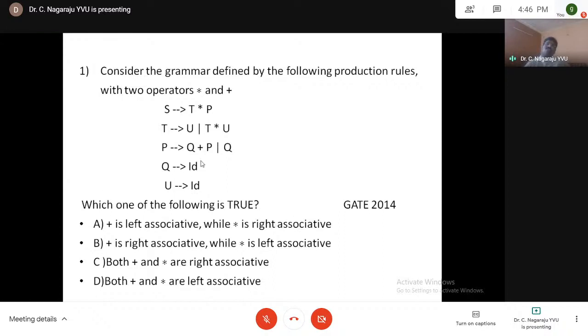But in most cases the students get confused about this. They pick D, both plus and star are left associative, because they think both are associated the same way. No, this is wrong. The answer is B. B is the correct answer. Have you understood that?